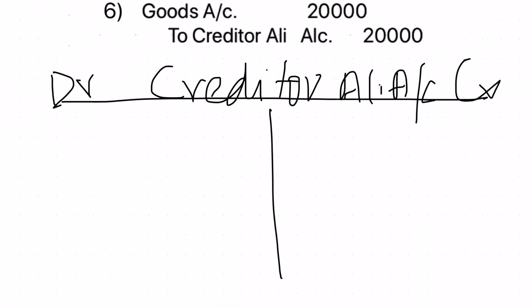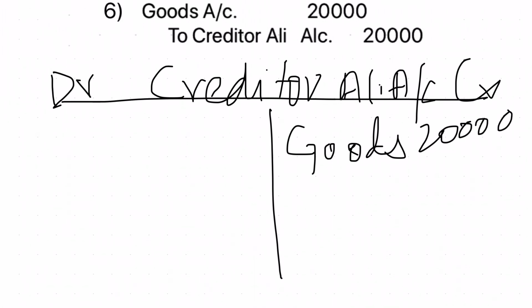With every creditor or every debtor we have to mention the name, because every creditor has its different account and every debtor has its different account. So even if a person is a debtor and a creditor at the same time, we have two separate accounts for being a creditor and for being a debtor. So here creditor account gets credited with goods account, amount 20,000 rupees.